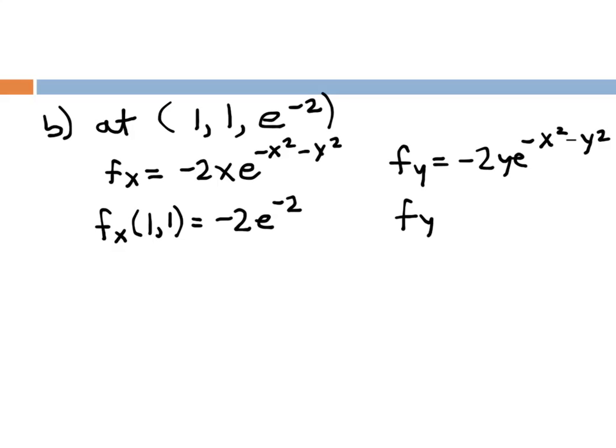What about f sub y at 1, 1? What will it be? Same thing, right, exactly. -2e to the -2. There's a lot of symmetry going on in this particular function, right? All right, so we're going to do the tangent plane then.